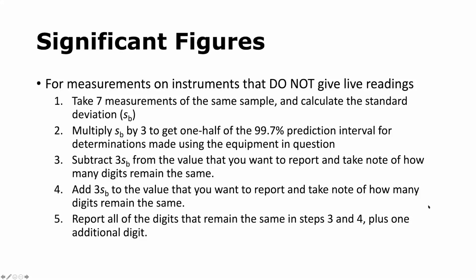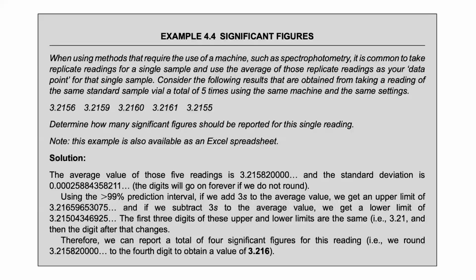This is a little bit abstract. It's going to make more sense if we see it in an example problem. So here's example 4.4 from your assigned reading. This is for methods that require the use of a machine where we don't get a live reading, like a spectrophotometer sometimes. Let's suppose that we took a reading of the same standard sample 5 times. Instead of 7, in this example, we used 5. So let's determine how many significant figures should be reported for the single reading.